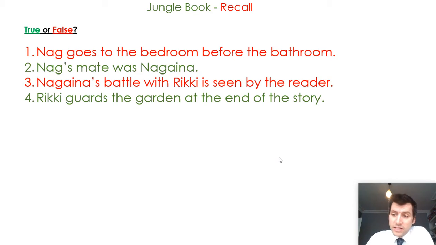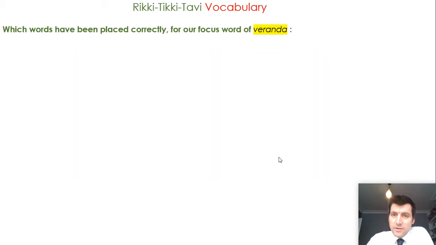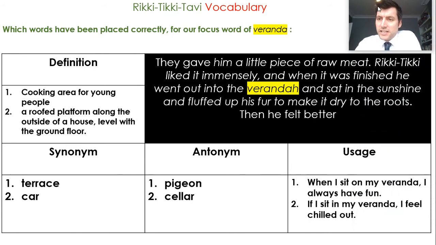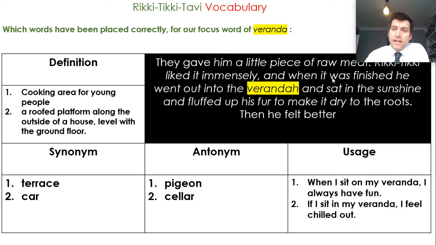Now we can think about the vocabulary in an element of the story. If we look at the word veranda, it's spelt slightly differently in the text. So if we look at the text here, we can see that veranda has an H in. The context of the passage is that they gave him a little piece of raw meat. Rikki-Tikki liked it immensely, and when it was finished, he went out into the veranda and sat in the sunshine and fluffed up his fur to make it dry in the roots. Then he felt better. That's the piece of writing that Rudyard Kipling gave us. But we're now wondering what veranda might mean.